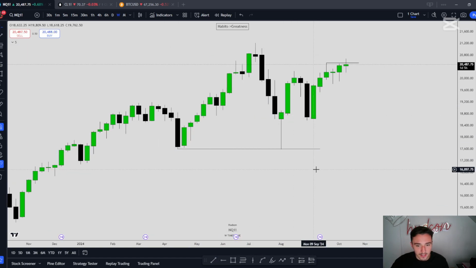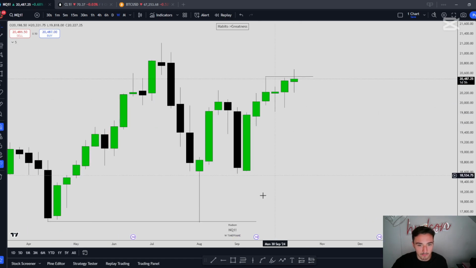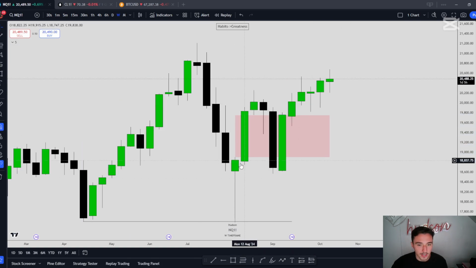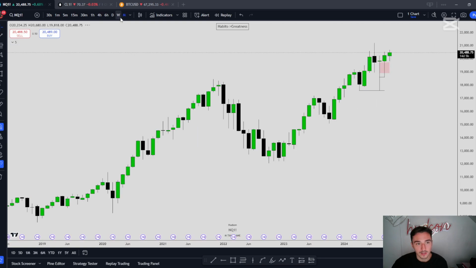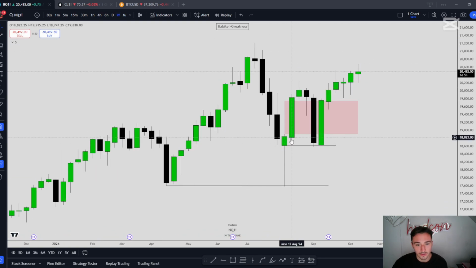We have taken this low. We have displacement back above the range, fair value gap, right? ES did continuously respect this weekly fair value gap right here. NQ came down and traded into that rejection block, which comes into a daily order block, right? So ES continuously respected this.